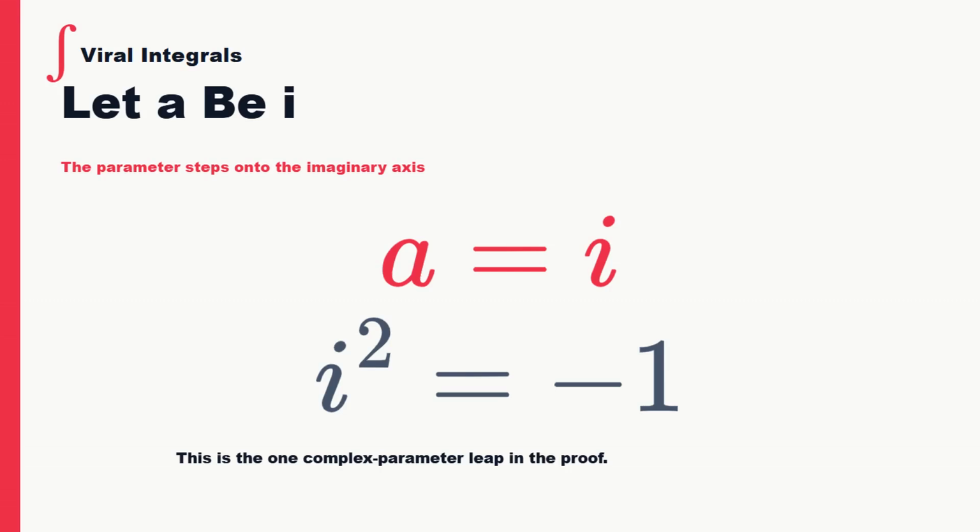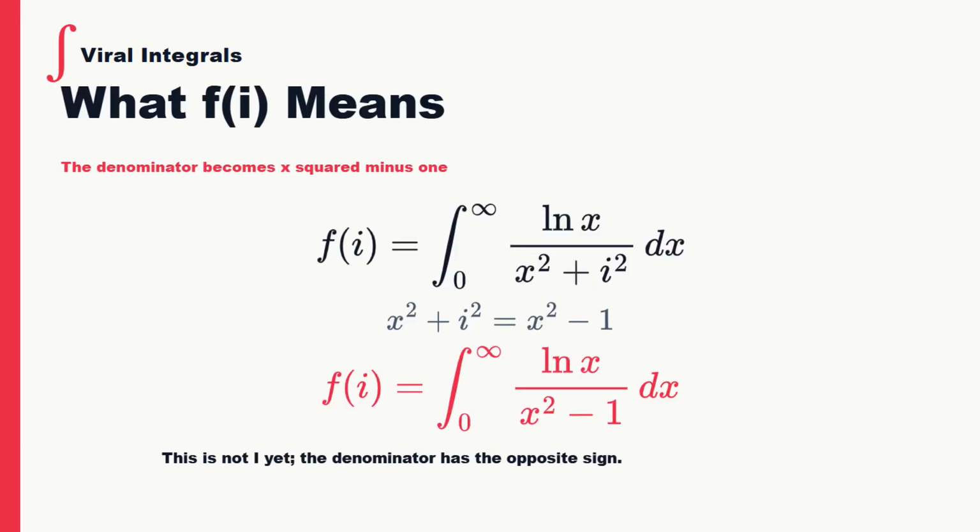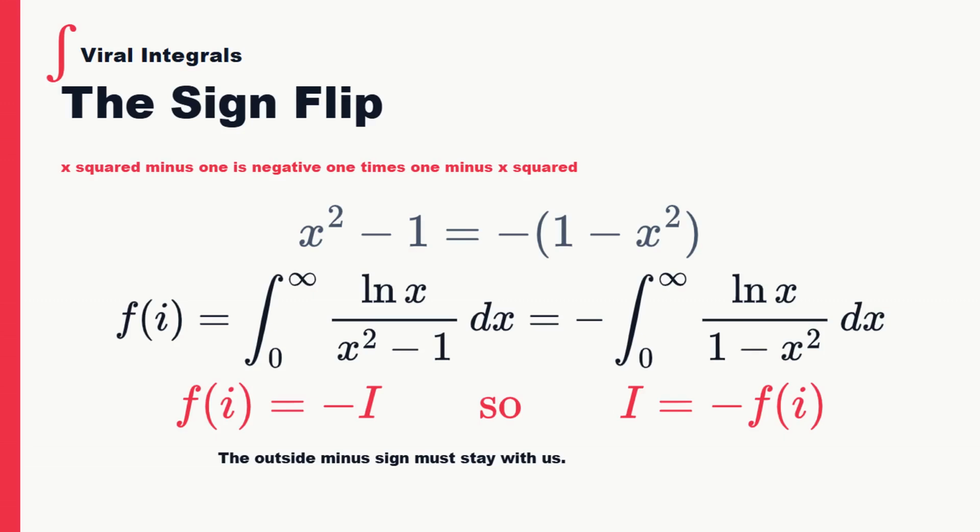Letting a equals i implies that i squared is negative 1, or a squared is negative 1. Plugging that in, we see that f of i is equal to the integral from 0 to infinity of natural log x over x squared minus 1, and that should look familiar. We'll just recognize that x squared minus 1 is negative quantity 1 minus x squared. So f at i is equal to the negative integral from 0 to infinity of natural log x over 1 minus x squared. So f at i is negative I. Or let's just say that I is negative f at the imaginary unit.